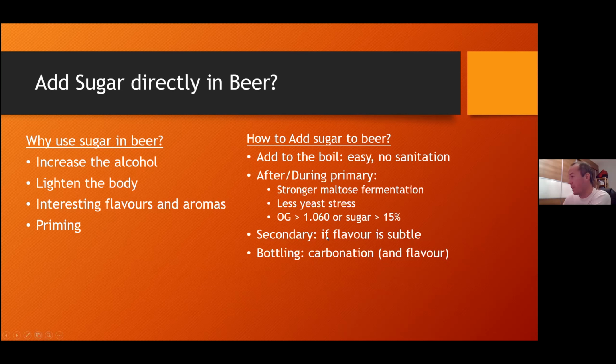Some people add it in secondary. This is really true if you want to use sugar that's got a really subtle flavor. I know with maple syrup, people usually do this. They add it in the secondary, and then you actually get more flavor coming through. Or you can add it during bottling.